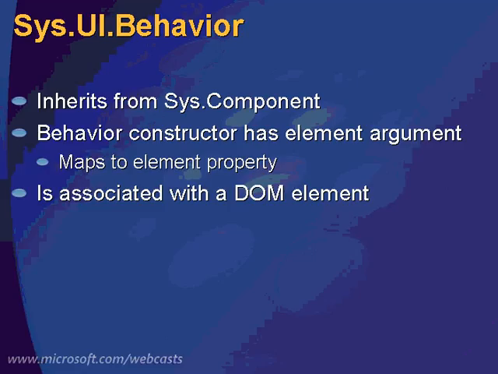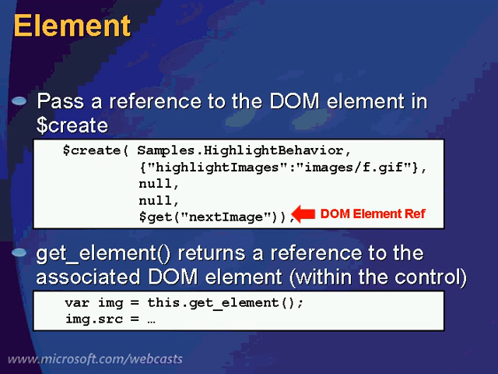That element that you pass in maps to an element property, and there's actually a get_element property inside of Sys.UI.Behavior that allows you to get a reference to that element that your behavior is associated with. That's really the element that you're going to be acting upon within your behavior, and we'll see that throughout all of the sample code. It's really just associated with the DOM element that you passed in.